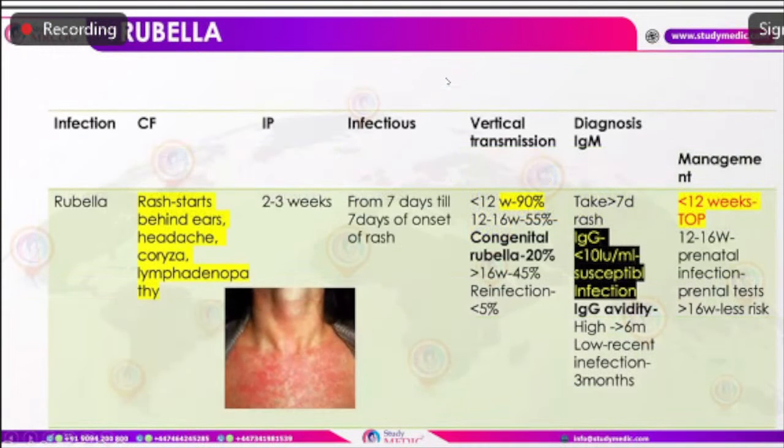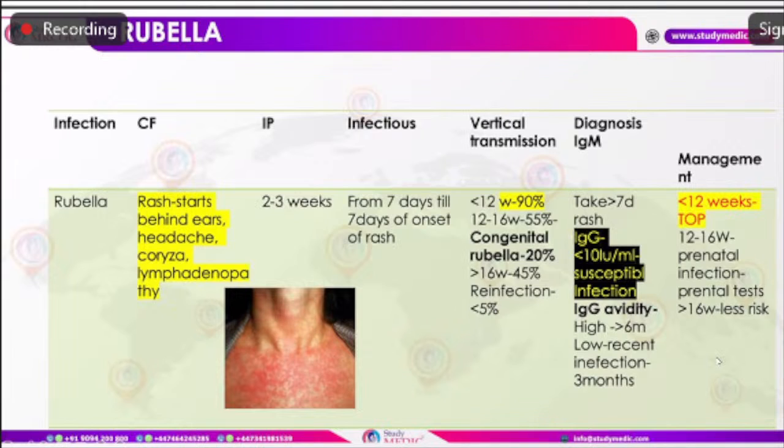Coming to rubella. Now, rubella, the typical appearance of the rash is usually behind the ears. Along with this, the woman can have headache, coryza, and lymphadenopathy. The incubation period of rubella is somewhere around 2 to 3 weeks, and the woman is going to be infectious from 7 days before till 7 days after onset of rash.